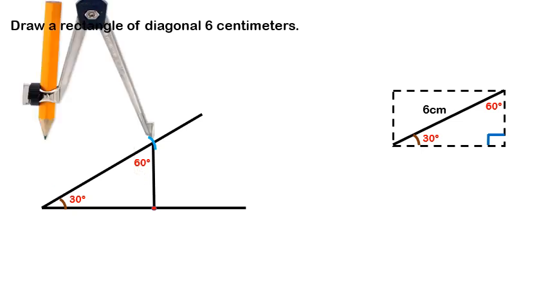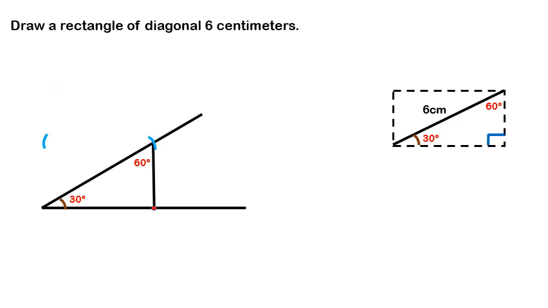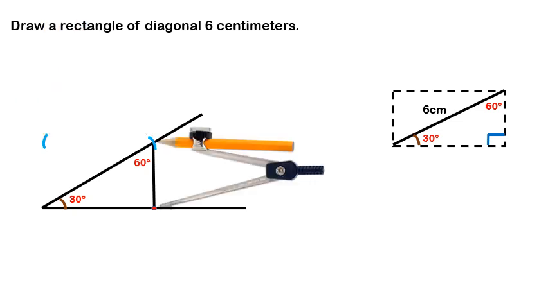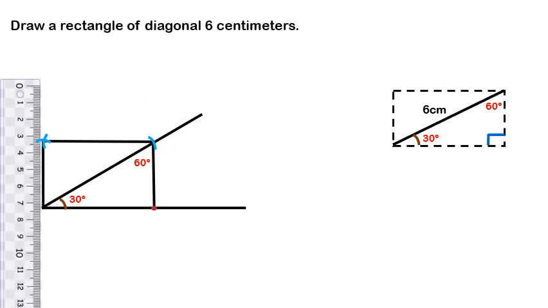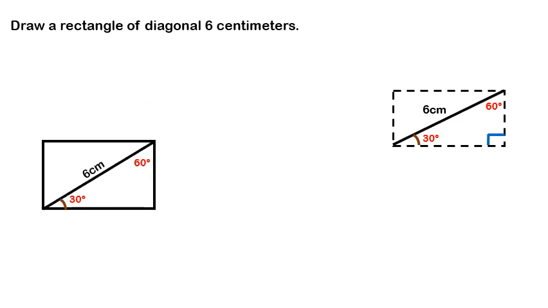Then draw an arc from this point and again take the length of its breadth to draw another line. Again draw an arc from this point. Then join these intersecting points and complete the rectangle. Then erase the unwanted parts. Then we get a rectangle of diagonal 6 cm.